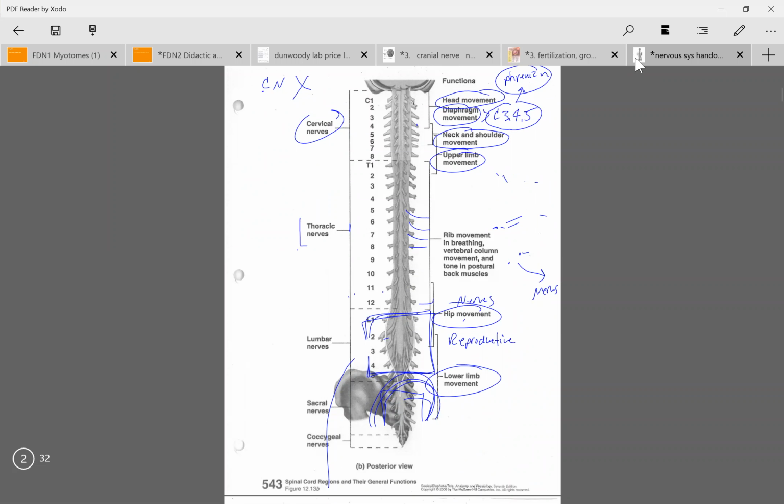Okay, the thoracic nerves, just think about what's located in the thoracic cage. So part of that will be rib movement, breathing, vertebral column movement, postural muscles from your back. Okay, also your vital organs, heart, lungs, liver, gallbladder, pancreas.